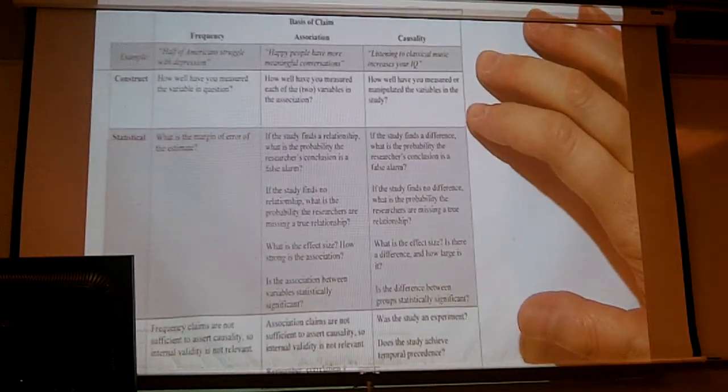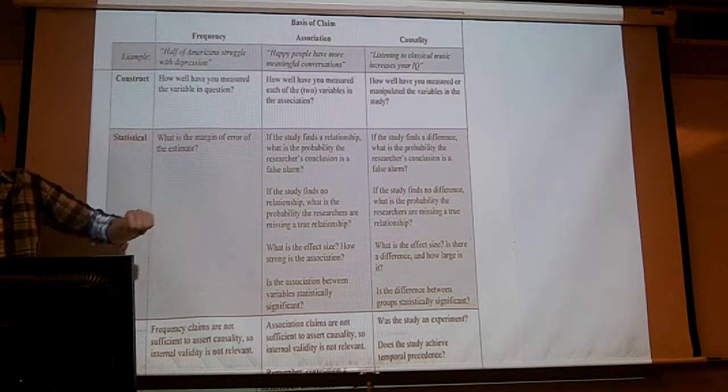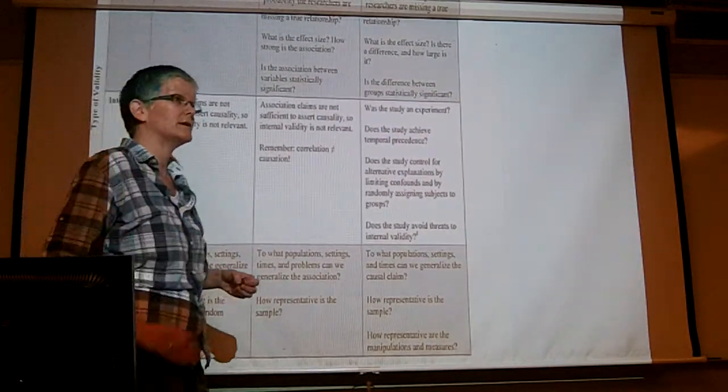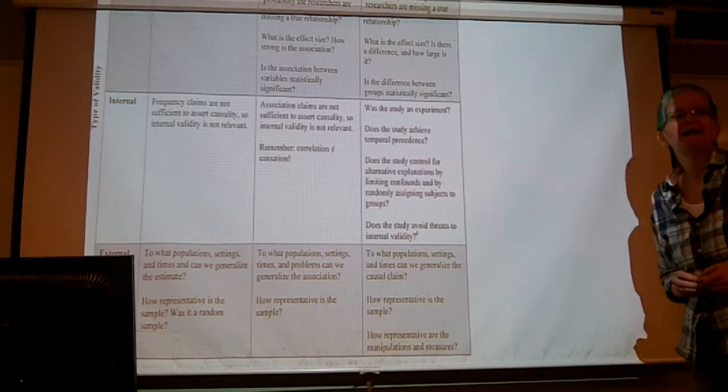Now we get to causal claims. And now we've got the same thing with construct validity, the same thing with statistical validity, but now we move into internal validity for the first time. If we're talking about experiments, we need to talk about internal validity, because here's where you're trying to establish a causal claim, and that can only happen if the internal validity is high. The lower the internal validity, the weaker the causal claim. You might even get to a place where you can't even make a causal claim because the internal validity is not high enough. The first question you ask when you do this is, was this study an experiment?